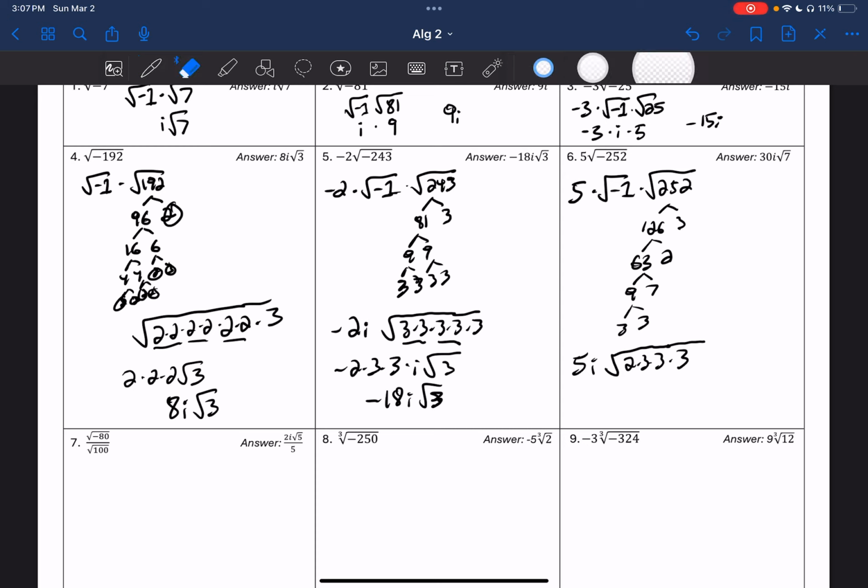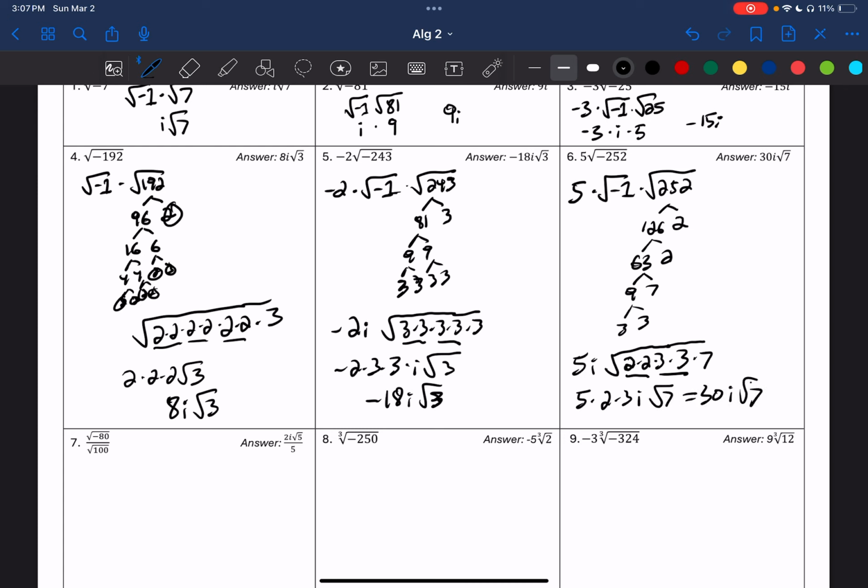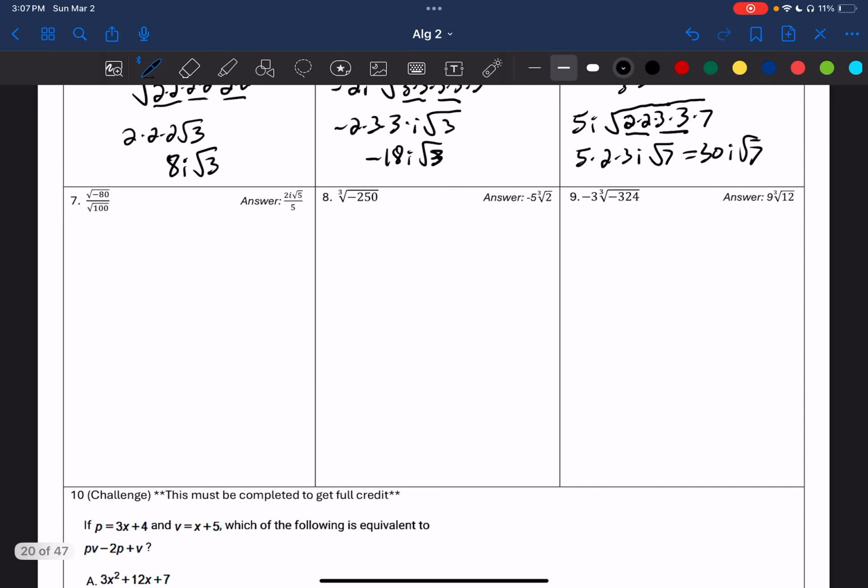And there's a mistake here. Shout out to you if you saw that before I did. There should be 126 and 2, meaning that we should have 2 times 2 times 3 times 3 times 7. We have a pair of 2's and a pair of 3's, so we can do 5 times 2 times 3 times i times the square root of 7, which is 30i root 7. Okay.